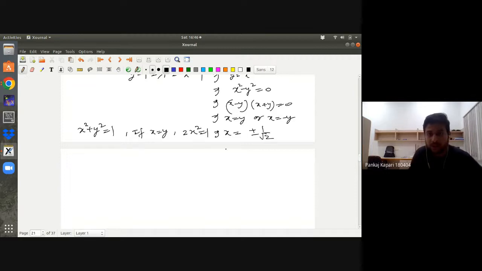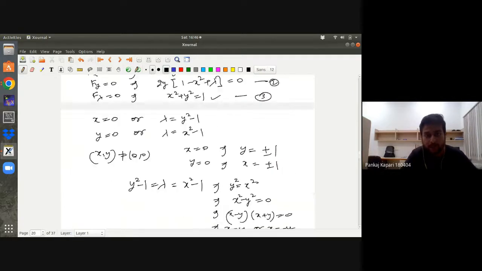So this will give you one more critical point. So what are those critical points? Because x is equal to y, so it's plus minus 1 by root 2, comma 1 by root 2. And if x is equal to minus y, then again we get x is equal to plus minus 1 by root 2. So how many points we have now?